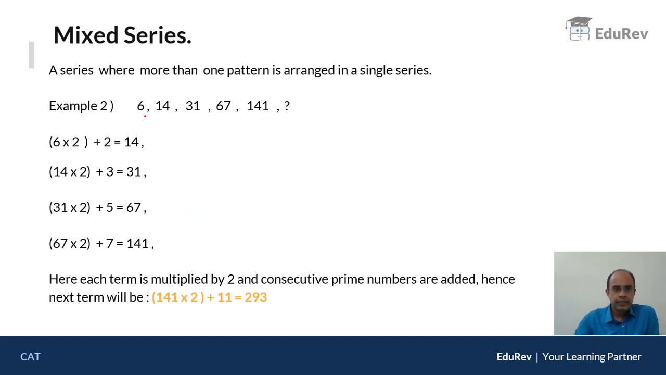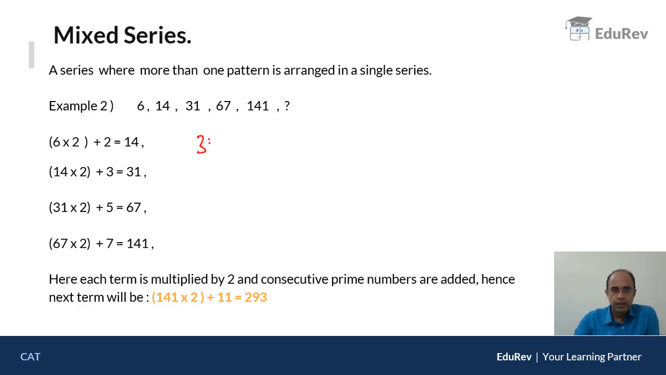Now, here it is given 6, 14, 31, 67, 141, and then the missing number. Again, we observe 6 twos are 12 plus 2. But 14 twos are 28 plus 3 is 31. Now 31 into 2, ideally it should be plus 4.